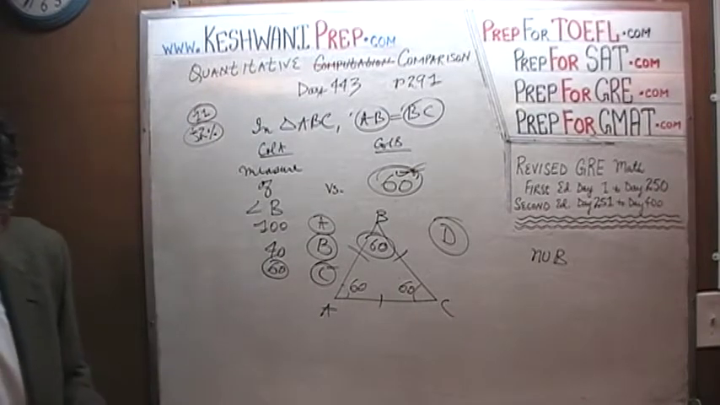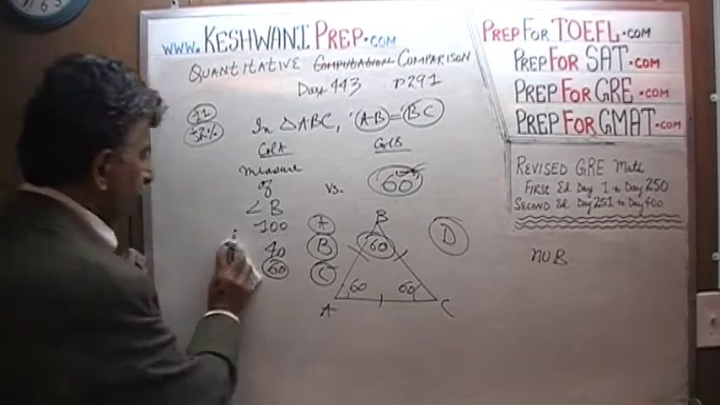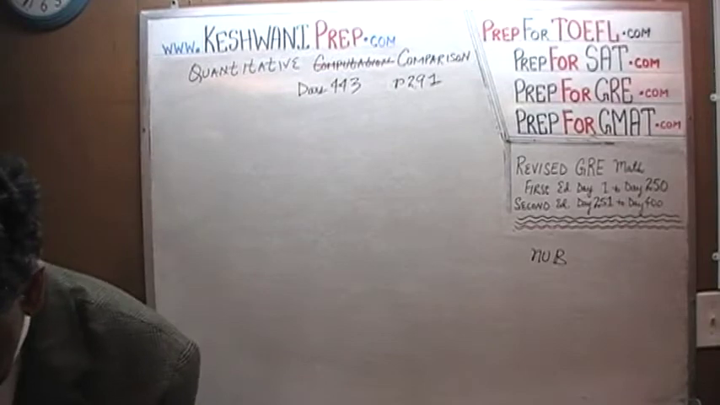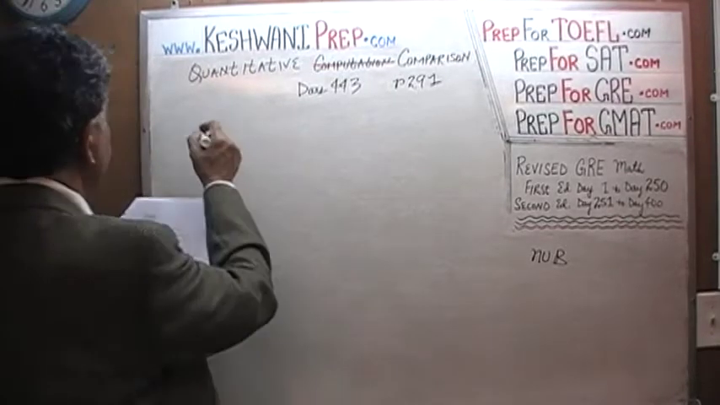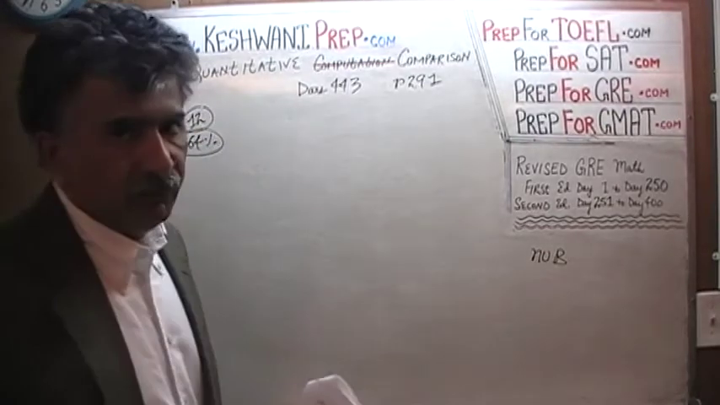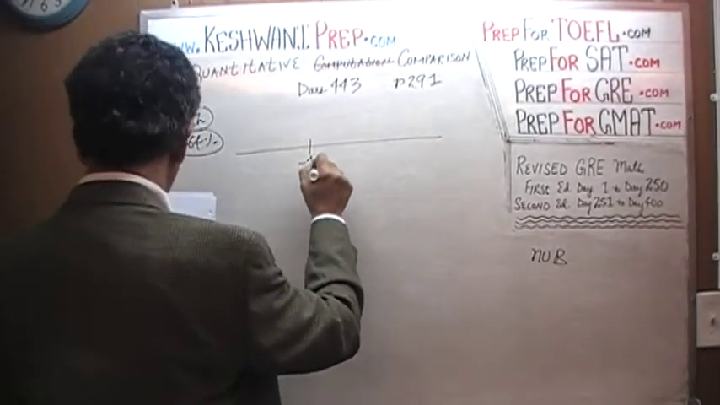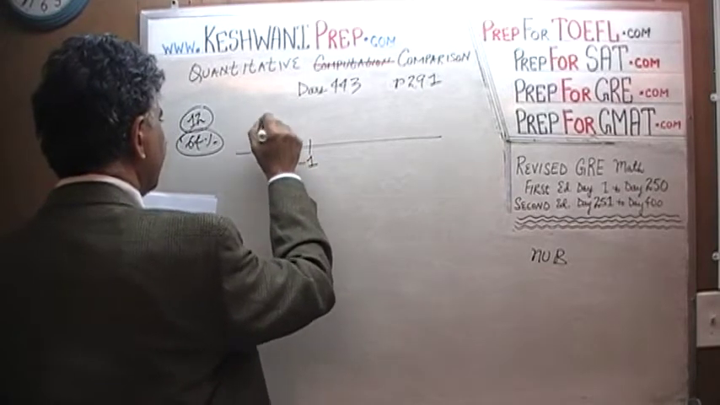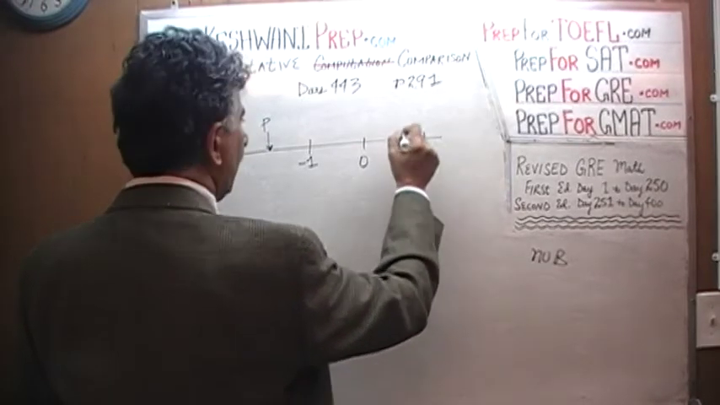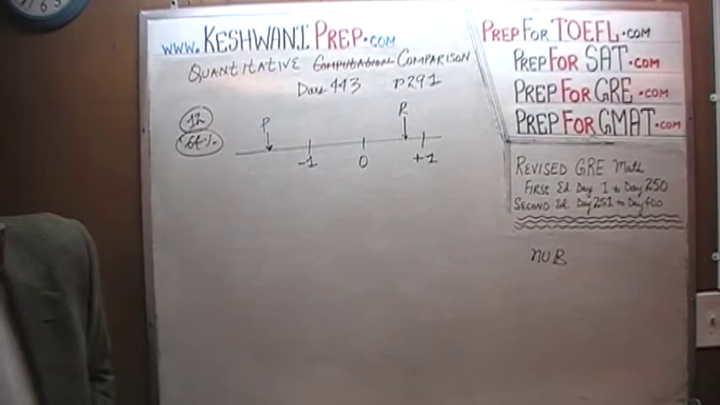Question number 12. We're given a number line that looks like this. In the real exam, 64% of people had no problem with it. Here's the number line. We are told that this is negative 1, and we are told that P appears somewhere here. This is 0. This is positive 1. And we are told that R appears somewhere here. That's about it. That's all they tell us.